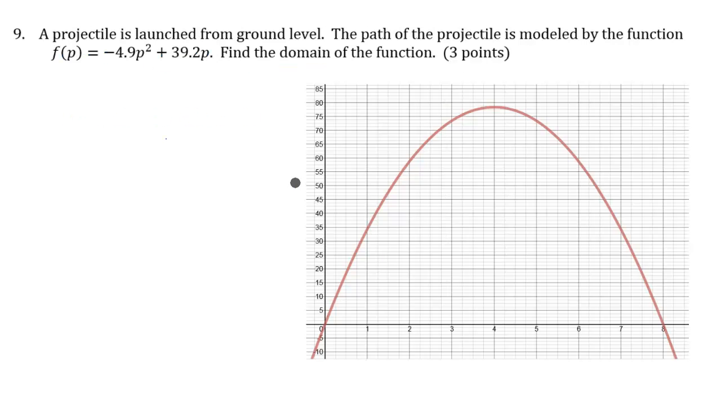Question 9 is another question that deals with domain. It gives us a function and we have to graph it. Now, I went ahead and graphed this, but keep in mind that it's saying that a projectile is launched from ground level. The path of the projectile is modeled by this function. So it's a real world type of situation. So this is the graph.